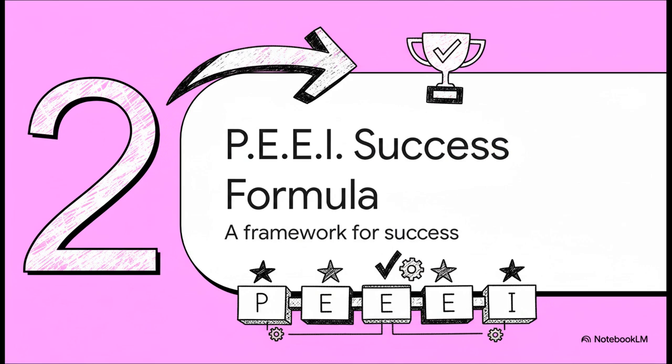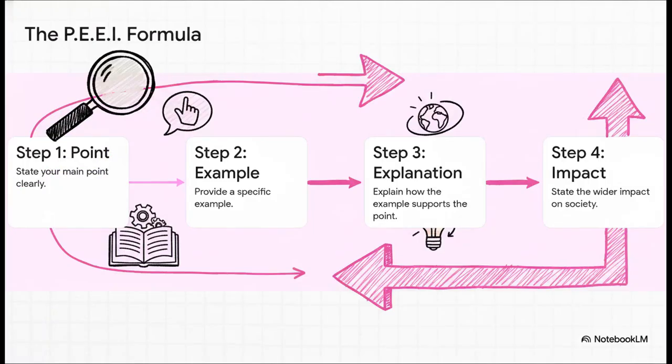Okay, so the big question is, how do you actually show the examiners you've mastered AO3? Well, you don't just wing it, you use a framework. And we've got one for you that's super powerful. We call it the PEEI success formula. Think of it as your blueprint for building a perfect, high-scoring paragraph every single time.